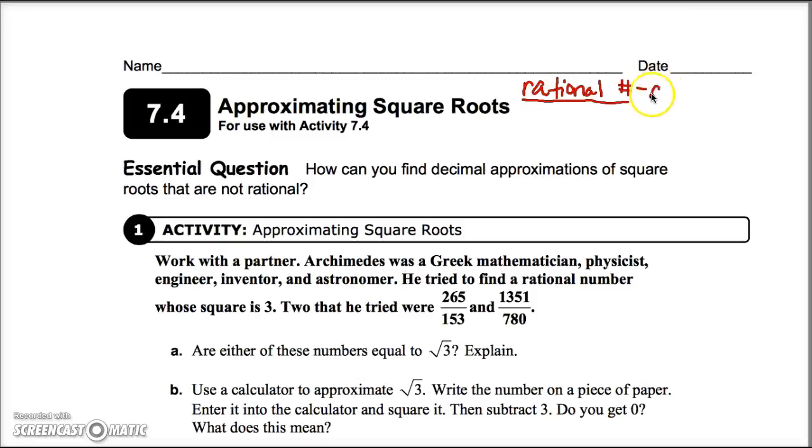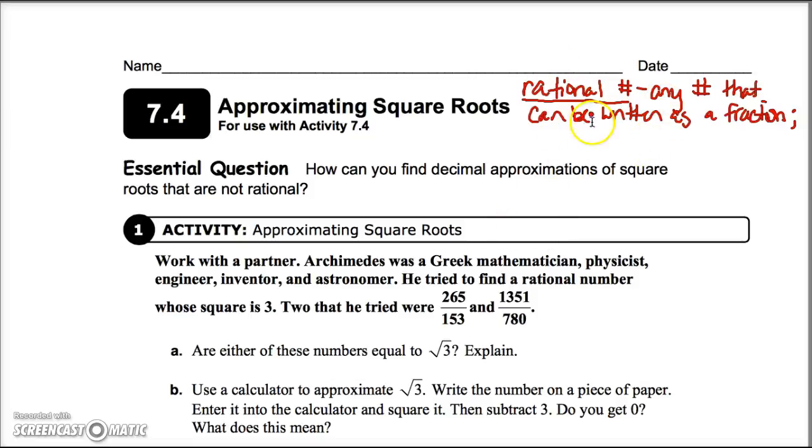Basically, this is any number that can be written as a fraction. Any number that can be written as a fraction is a rational number. Right now, you may be having a hard time coming up with a number that can't be written as a fraction. Obviously, a fraction is rational. Any whole number, any integer will be rational.